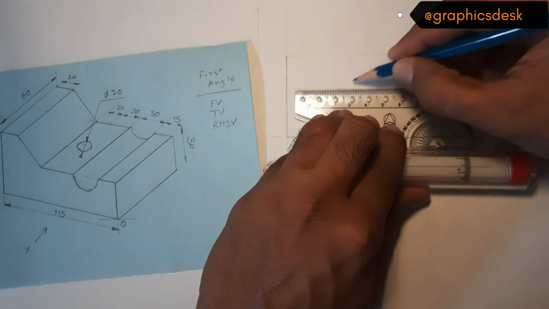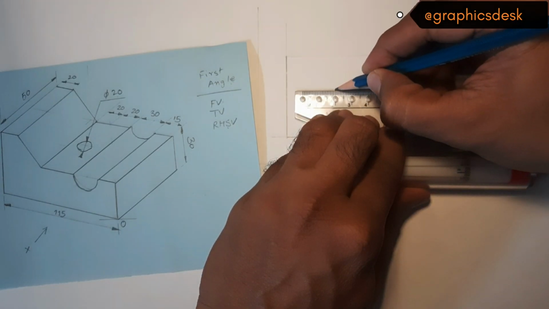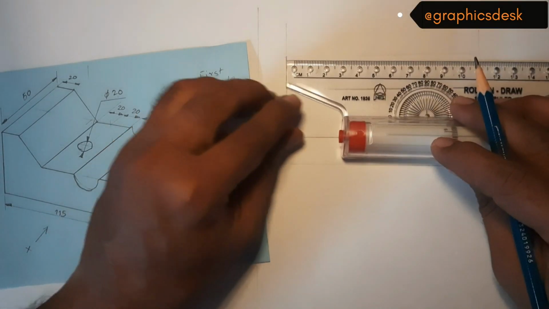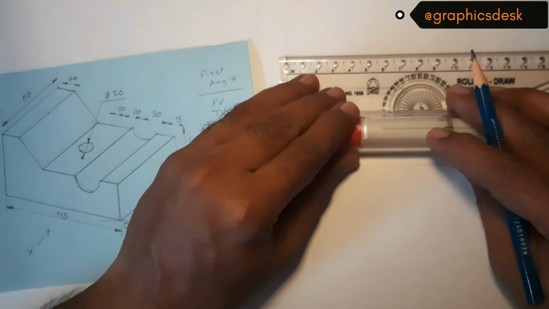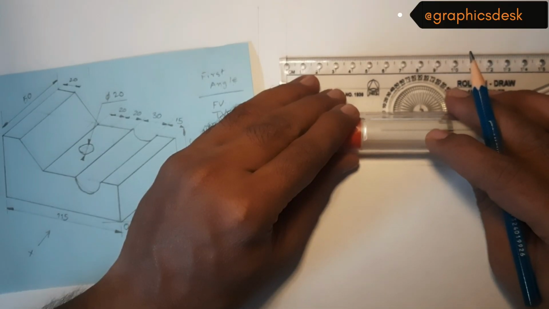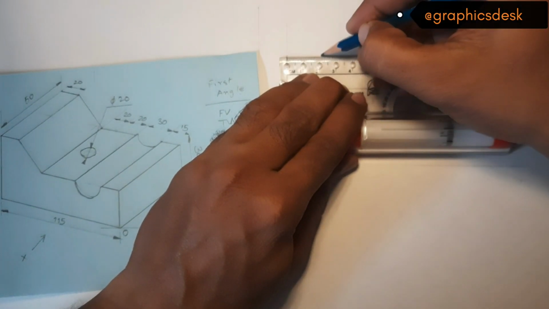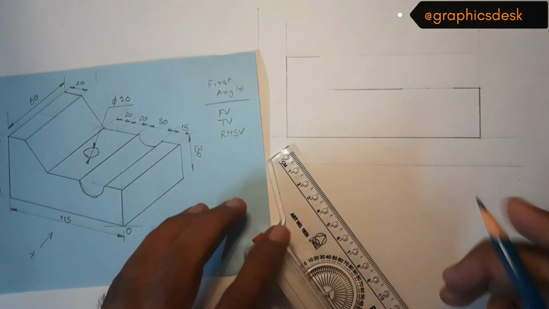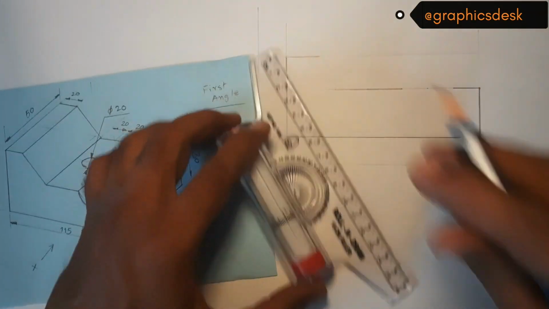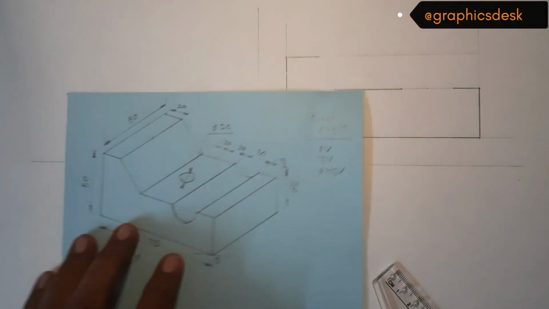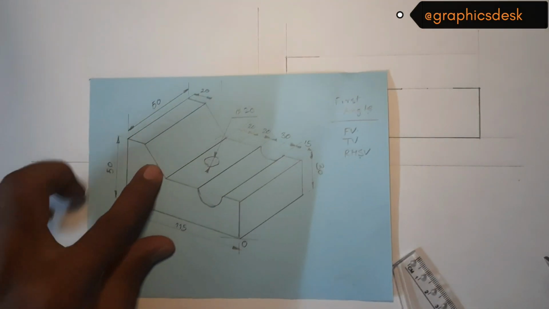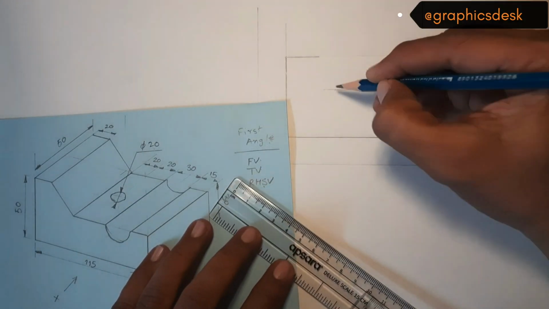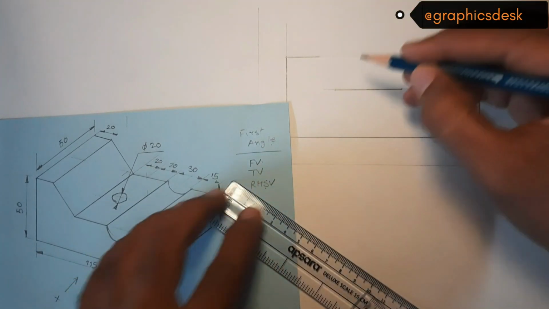That means this is 20 and this is 20. So from this point, okay, and we'll measure 20 mm on this line. Now, at this moment, we are going to locate the slant face, or this particular face, which will be represented by the slant line connecting this point as against this one.